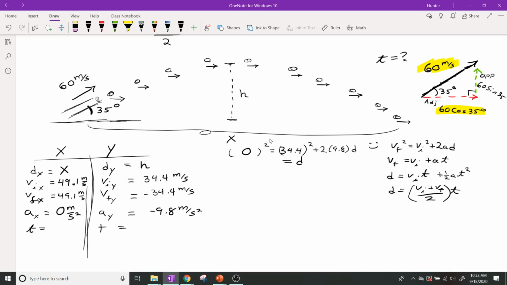So take away 34.4 squared, divide by, oh no, it's time to go. I guess we'll pick up on this later.